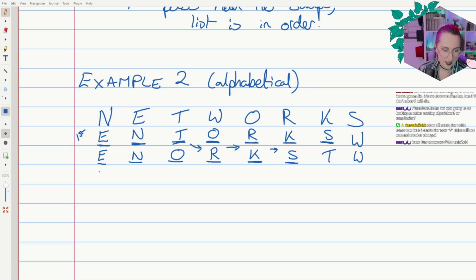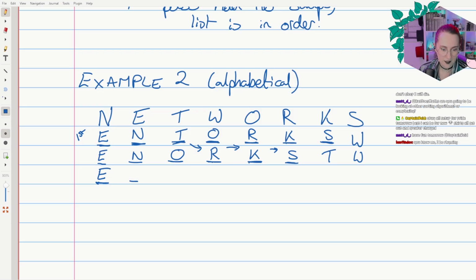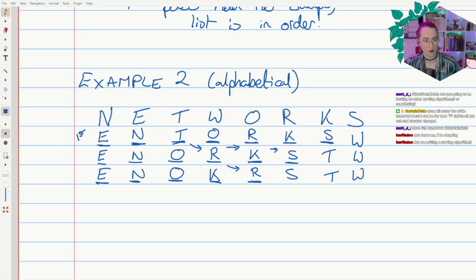Doing it again, E compared to N, E is okay. N compared to O, N is okay. O compared to R, O is okay. R compared to K, now K gets swapped. And then we have R compared to S. P, Q, R. R stays where it is. And then S gets left alone. And I'm just writing in the end because, as we said, we don't need to check the very last entry because the biggest letters are definitely going to the far right. So we can leave them alone. We know that they're there, that that's done.